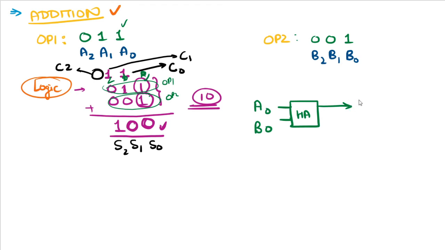We will get S0, which is the sum, and we will get one carry. Let's name it C0. We will get C0, this one.